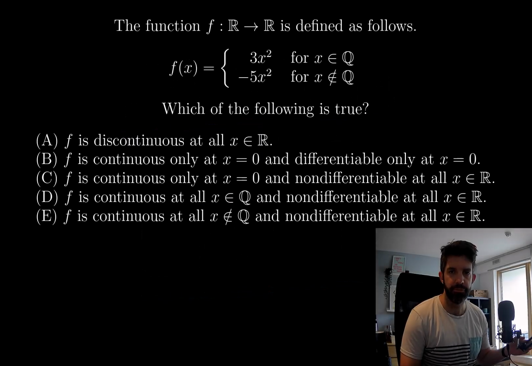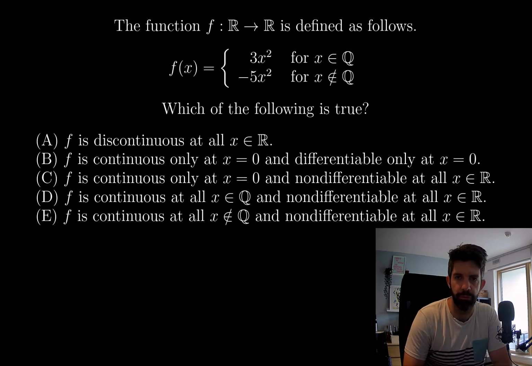The function f mapping R to R is defined as follows. f of x is equal to 3x squared if x is rational, and negative 5x squared if x is irrational. Which of the following is true?